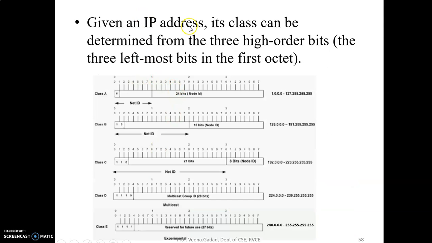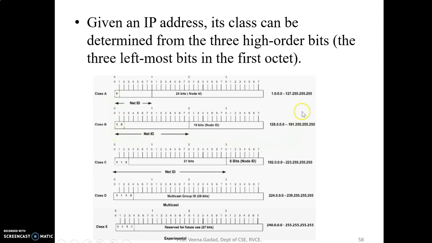Given an IP address, its class can be determined by observing the higher 3 bits, that is, the 3 high-order bits, which are the leftmost in the first octet. For class A it is always 0, so the IP addresses range from 1.0.0.0 to 127.255.255.255. Once the 128 bit becomes 1, it will not be class A, it becomes class B.